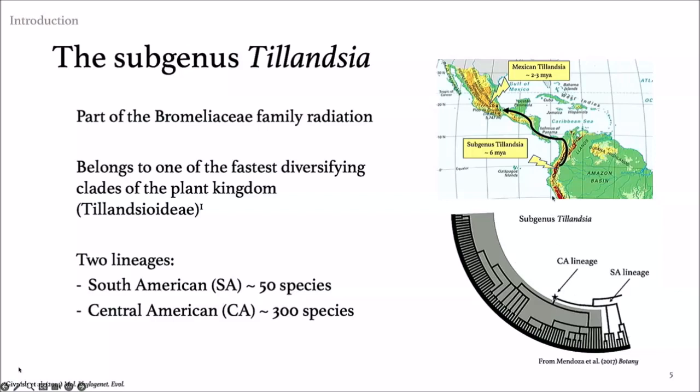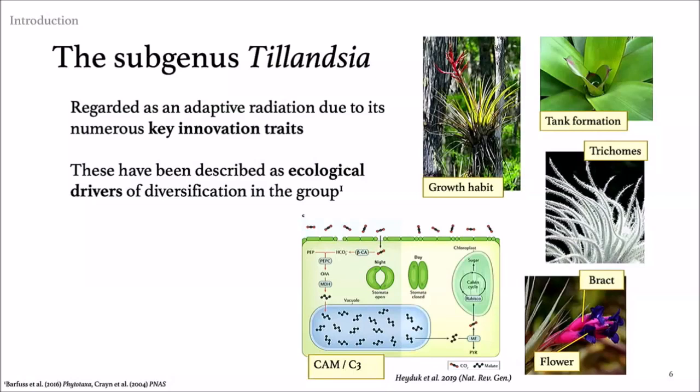And it's thought that the origin of the subgenus Tillandsia is in the Andes, around the area where nowadays the South American species live and grow. And then 2 to 3 million years ago, according to previous studies, this Central American, North American group arose. So it's not just a clade that looks like it has diversified recently and fast. It's also characterized by several key innovation traits that I mentioned previously, which are often characterized in adaptive radiations.